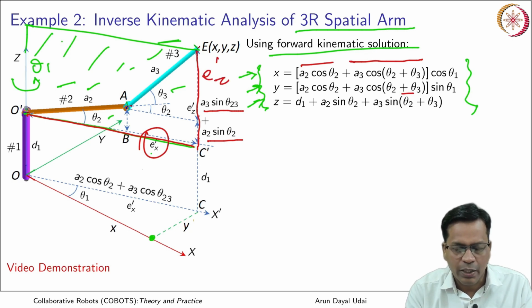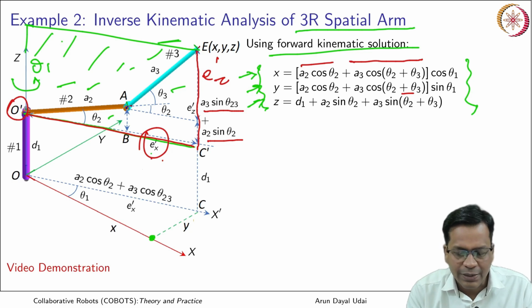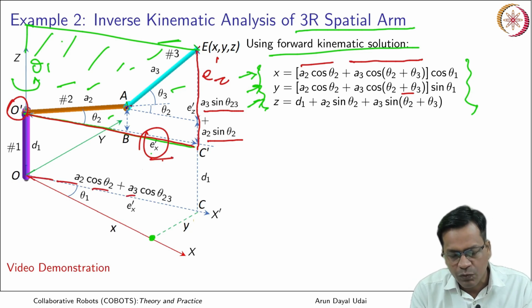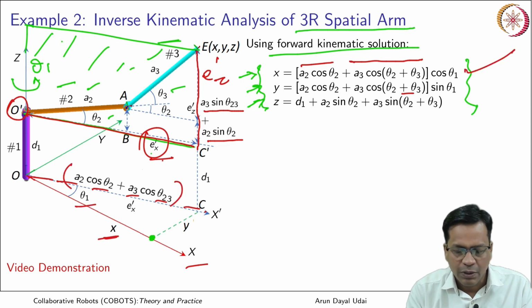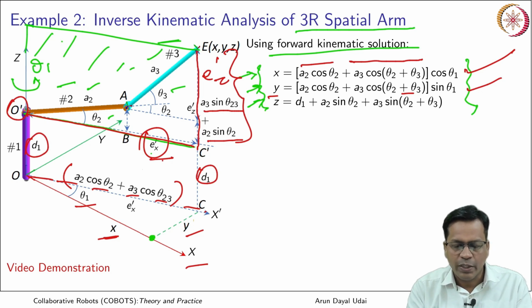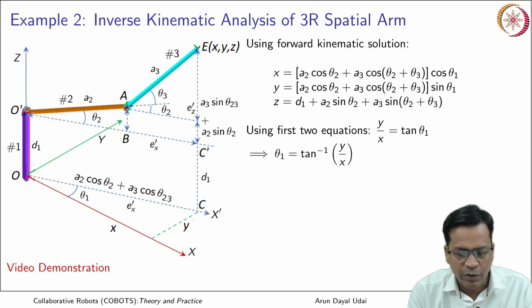So, those two are the coordinates for this 2R planar arm in its own base frame, that is O dash. Now, using Ex dash, if I project it along x axis, I get this cosine theta 1, that is x, first equation. Similarly, sin theta 1 will be the second one, that is y, and z will be the sum of this vertical distance plus from here to here. So, it went a little clumsy. So, this is the clear one for the same.